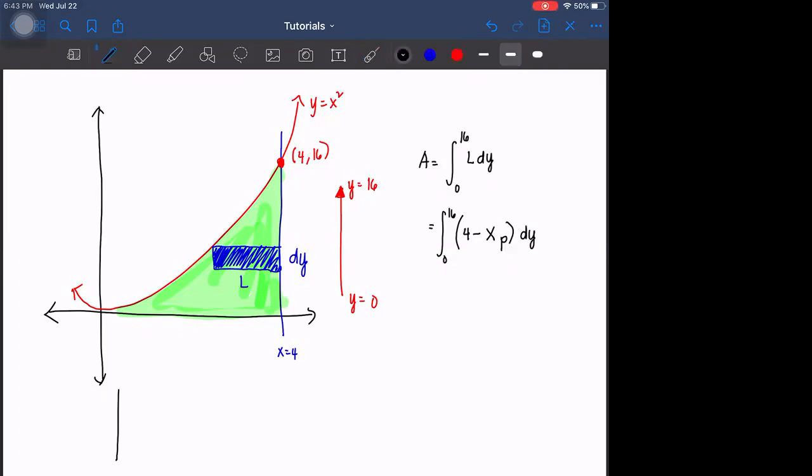Okay ha? Unsa man parabola? Ang parabola kay y equals x squared. So how do we express x in terms of y? What is x in terms of y? Square root of y. Very good. But it's a plus minus class. Don't forget that.